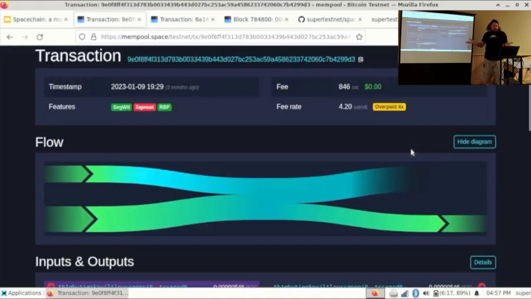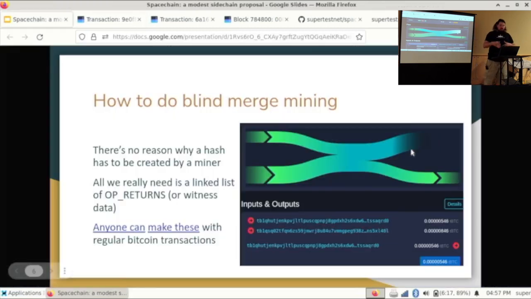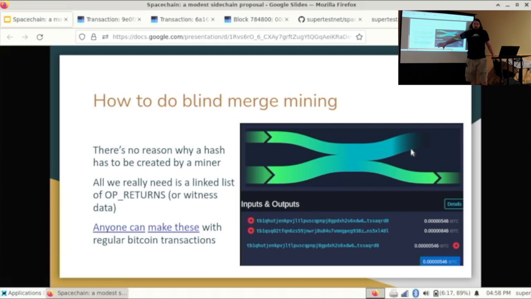But yeah, so you can put data about your sidechain in the witness data or in an op return, and all you've got to do is just keep making transactions that spend money right into the same address. And you've got the sidechain. You've got a linked list of information about sidechain blocks. Cool, so that's blind merge mining. Anyone can make these just regular Bitcoin transactions. They just have either an op return or some extra witness data that tells you about the hash of all the transactions on the sidechain. Does that make sense to people, how we're doing this?